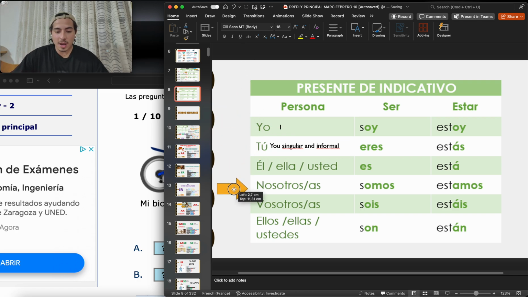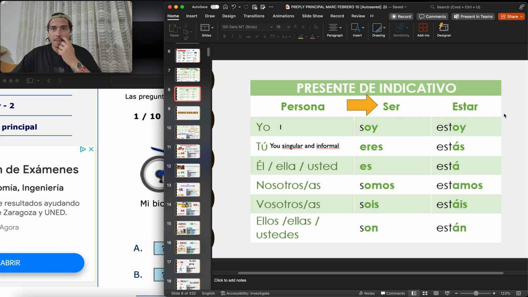Remember that in Spain, we have a person that we don't use in Latin America, which is vosotros or vosotras. In either case, we're going to discuss the differences of these two verbs, which, if you speak English as a native language or as a second language, you would know it's just one verb. It's just the verb to be. But in Spanish, it's divided in two. They are ser and estar.